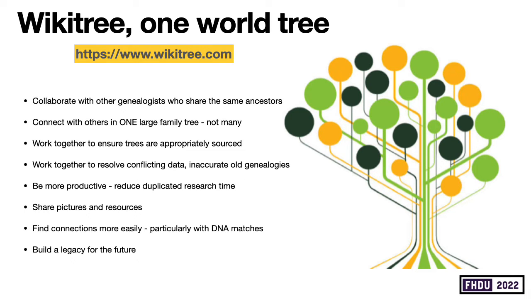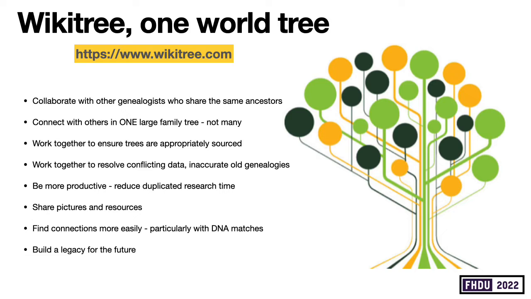So Wikitree, as the name implies, is a wiki which is contributed to by many people. And it's a one world tree where we're trying to connect everybody's ancestors so that we have one tree, not duplicate trees, as in many other sites around the place. As I said earlier, it's a way to collaborate with other genealogists who share the same ancestor, and so we can build one big world tree and work together to make sure that trees are appropriately sourced.